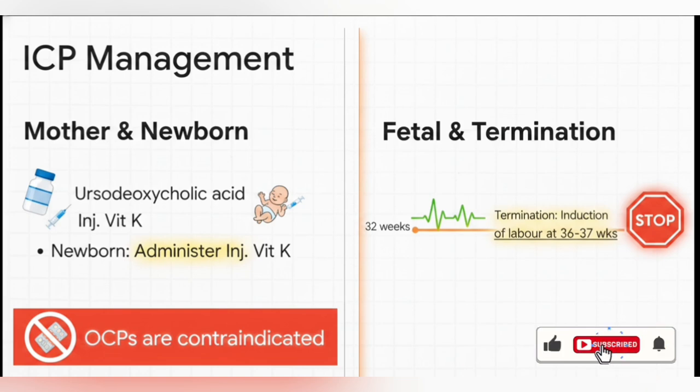We start intense fetal monitoring at 32 weeks with weekly NSTs and biophysical profiles. But ultimately, because of that terrifying risk of sudden stillbirth, we terminate the pregnancy via induction of labor at 36 to 37 weeks. Never let them go to full term. After birth, ensure the newborn also gets a vitamin K injection. And a quick clinical note for the wards. OCPs are strictly contraindicated in these patients postpartum, and they have an increased lifetime risk of developing gallstones.